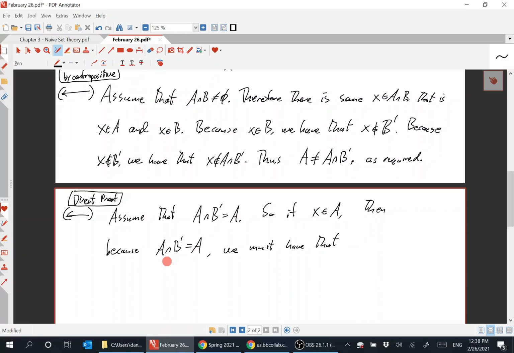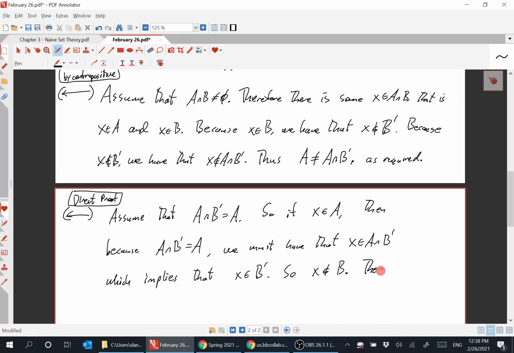If X is in A, then because A is equal to A intersection B complement, where must X also be? In A intersection B complement. Yeah. X is in A intersection B complement, which implies that X is an element of B complement as well. So X is not in B. So if X is an element of A, then X is not in B.